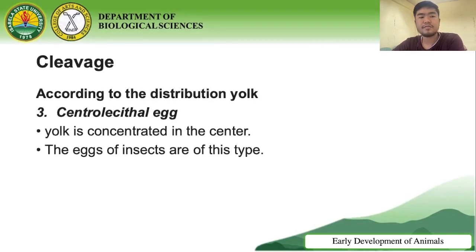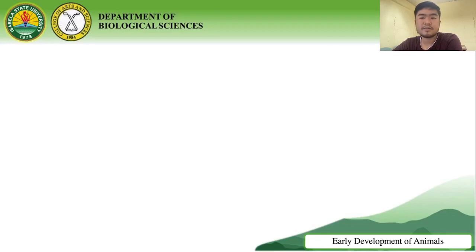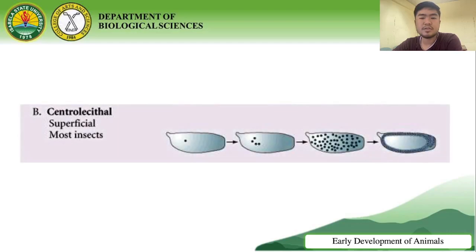And we have the centrolecytal. Okay, from the root word or first word is centro. Ibig sabihin, the yolk is concentrated in the center. So eggs of insects are of this type, kung saan nasa gitna lang yung yolk nila. Okay, so makikita nyo yung mga dots dyan, yan yung mga nagdi-divide na cells. Okay, so yung nasa gitna yung yolk.